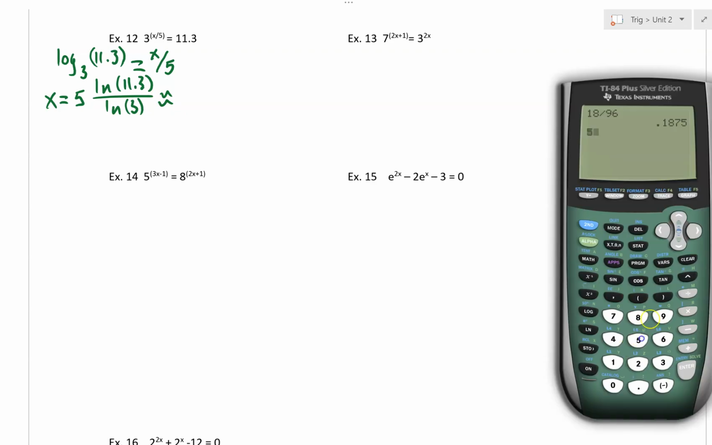Plug this into my calculator. It's going to say 5 parenthesis, then natural log of 11.3, close my parenthesis, divided by natural log of 3, close both parentheses. We get an answer that says 11.0358.